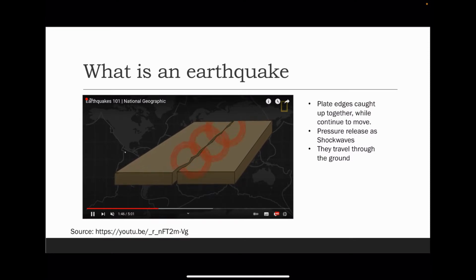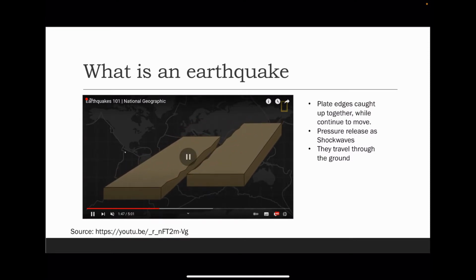Pressure is gradually built up and released in the form of shock waves traveling through the ground, which we call earthquakes. Although this energy can't harm humans directly, the damage it causes to buildings can lead to their failure, threatening people who are within or nearby.